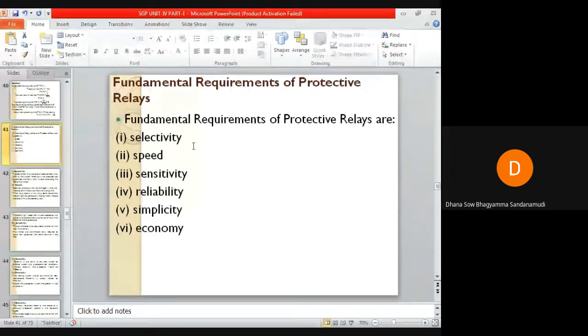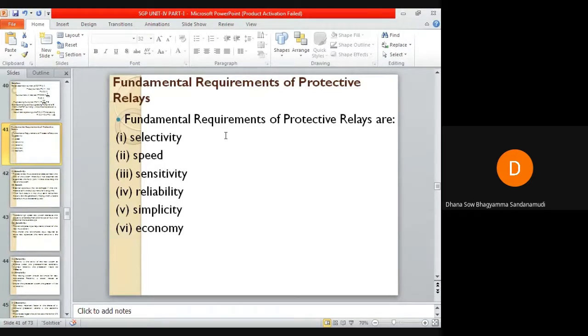So it must be able to distinguish between the faulty section and the healthy section. Unnecessarily, the circuit breaker which is in the healthy section should not be operated because of this relay. You should not cause the circuit breaker in the healthy section to operate, but it should accurately select the faulty section, and it should be able to immediately give a signal to the circuit breaker in the unhealthy section. That is known as selectivity.